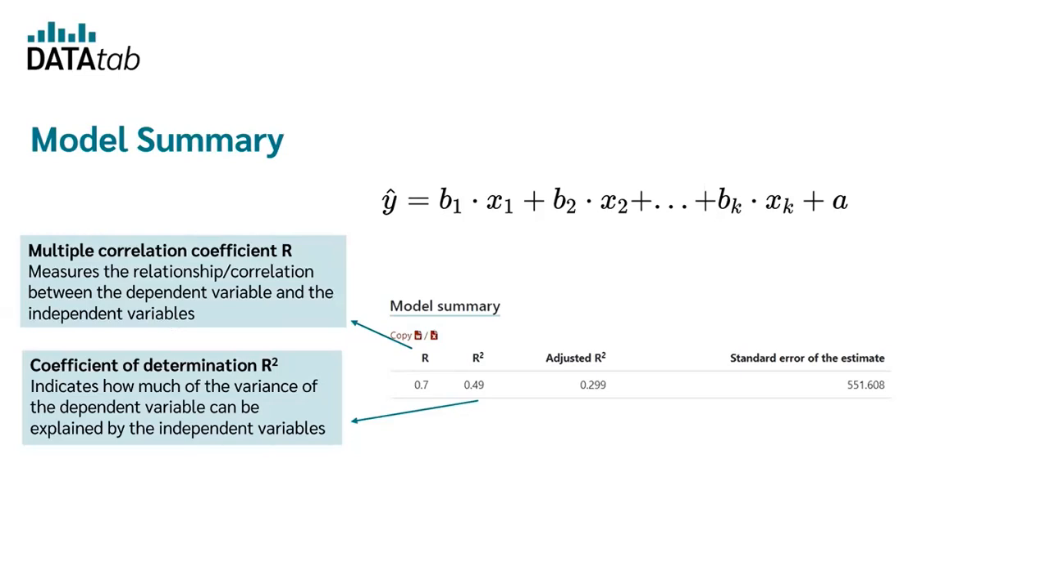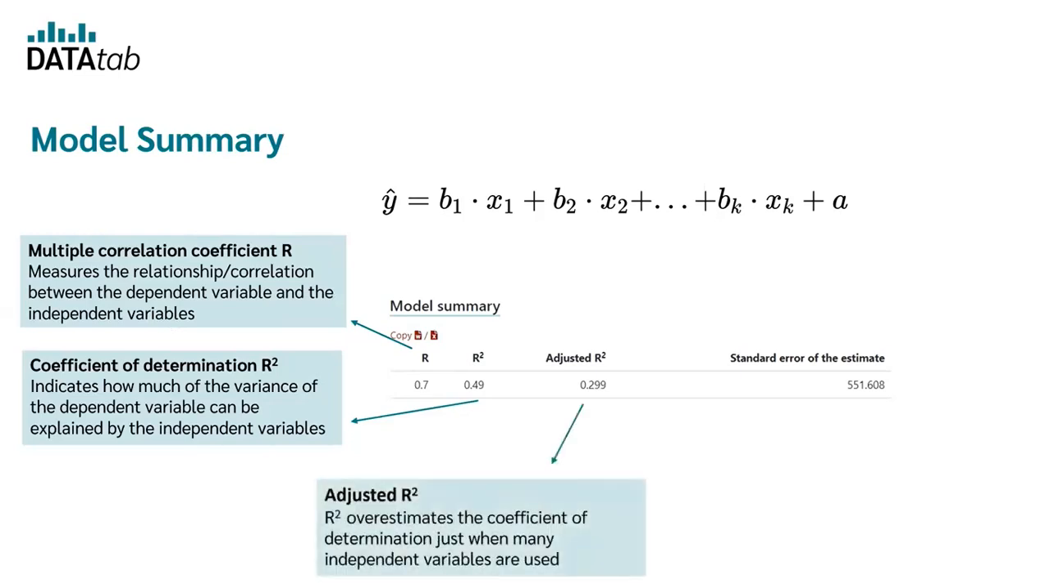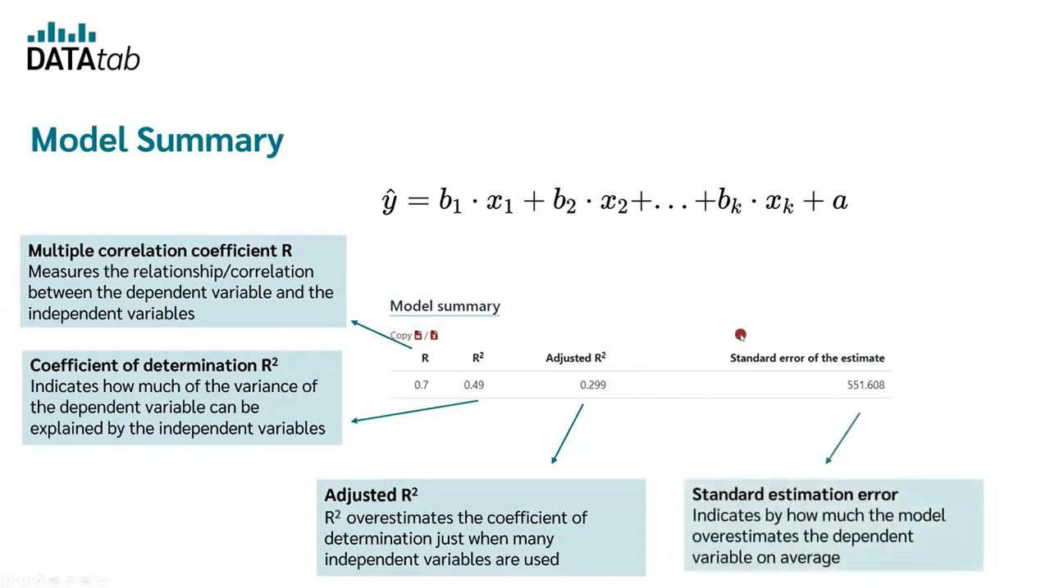R squared overestimates the coefficient of determination when too many independent variables are used. To fix this issue, the adjusted R squared is often calculated. The standard estimation error indicates by how much the model misestimates the dependent variable on average.